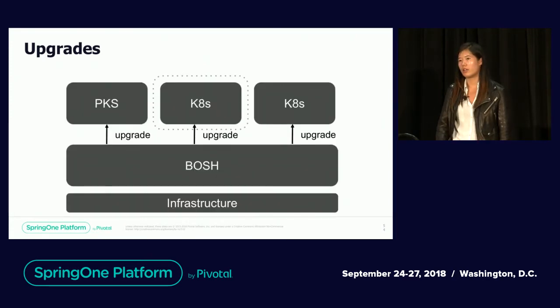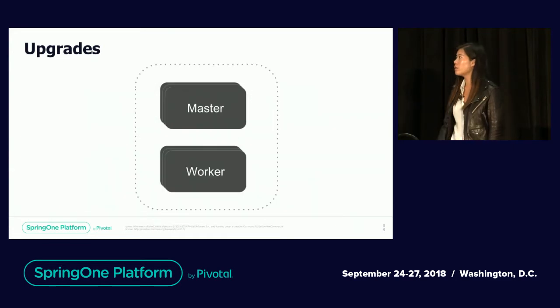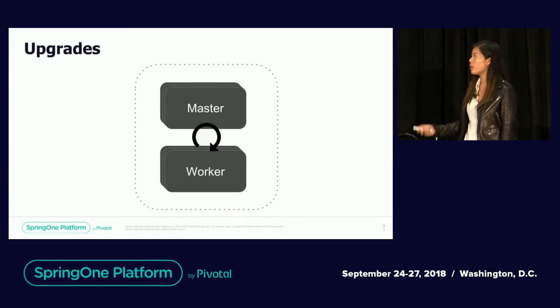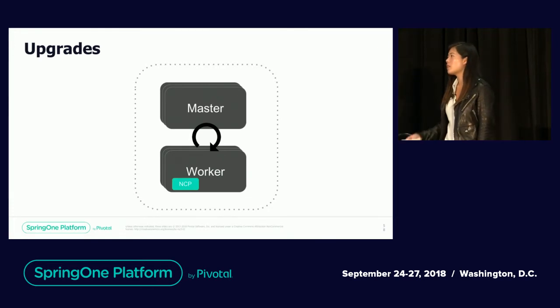So if we focus in on a single Kubernetes cluster here, we see what happens during the upgrade process is that BOSH will first go and upgrade all of the master VMs, and then go and upgrade all of the workers. And even though NCP is running as a pod on the worker, we'll see that NCP will be upgraded with the latest, greatest new bits because it'll be upgraded as part of an errand run by BOSH. So we see that we get the upgrades there as well.